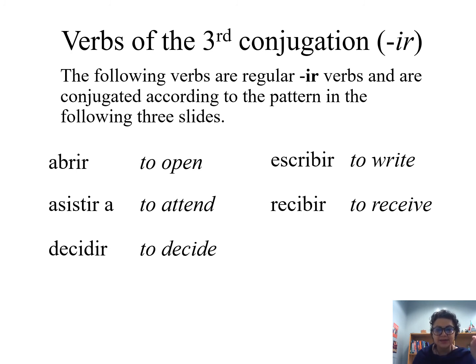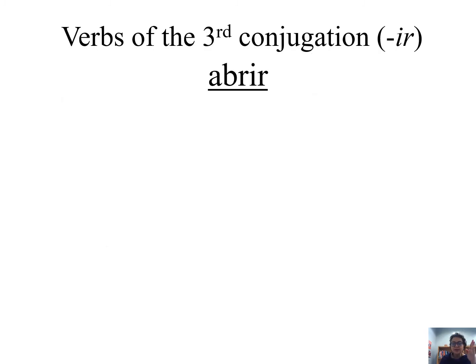So abrir, to open, asistir, decidir, escribir, recibir, vivir. And we follow the same pattern, the same way of conjugating verbs. We are going to identify the ending, IR in this case. We need to know the meaning as well, okay? Because in order to understand what the sentence or reading comprehension is saying, or when you're writing your own sentences, you need to know the meaning of all of these verbs. Right now, we are learning how to use them, conjugating them. So the stem is abr. I know it sounds weird, but we need to keep the stem.